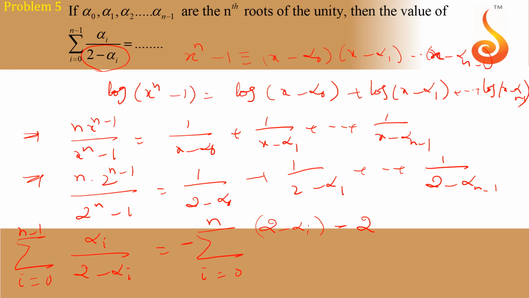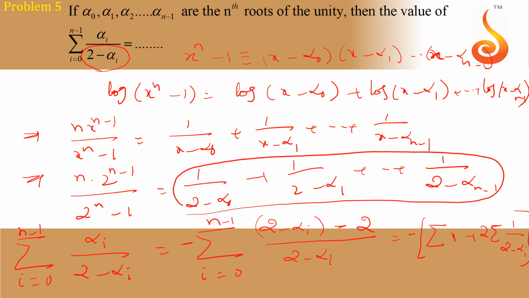So because 2 minus alpha_i minus 2, the 2 gets cancelled, so minus into minus becomes plus again, alpha by 2, minus alpha. So which is how much? Minus, if you put a bracket and separate the sigma, so sigma i equal to 0 to n minus 1, 2 minus alpha by 2 minus alpha is 1, plus 2 sigma 1 by 2 minus alpha_i. So this value is nothing but this sigma 1 by 2 minus alpha_i. So you can replace it and you can simplify.